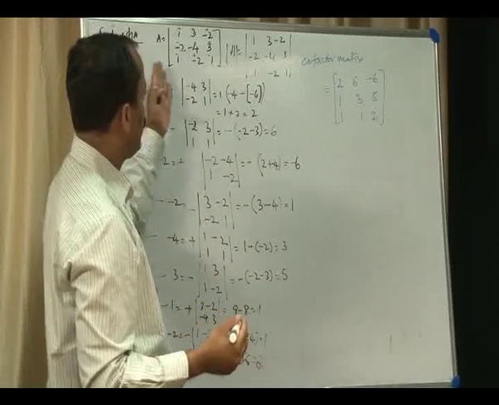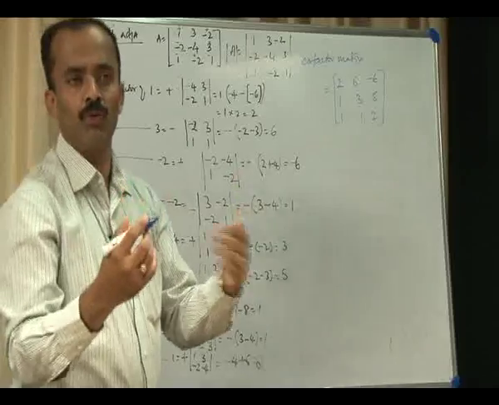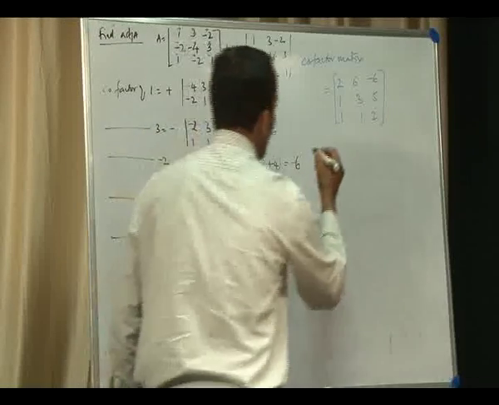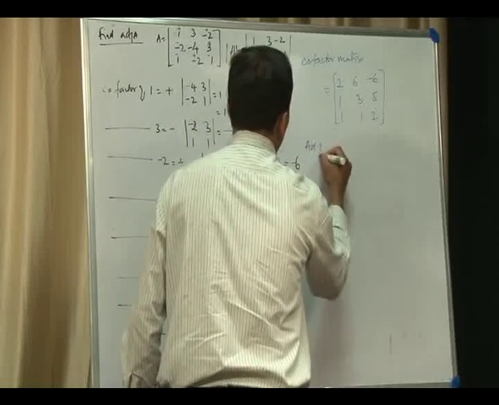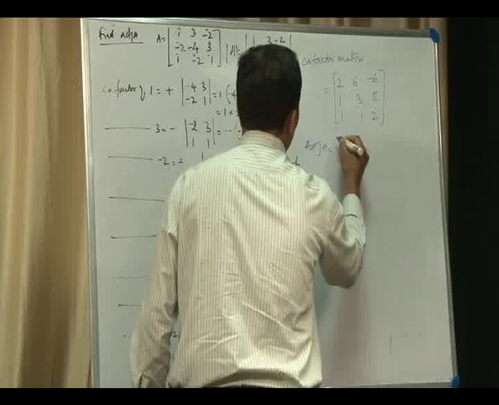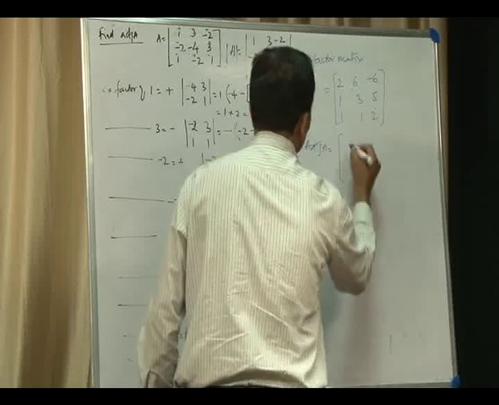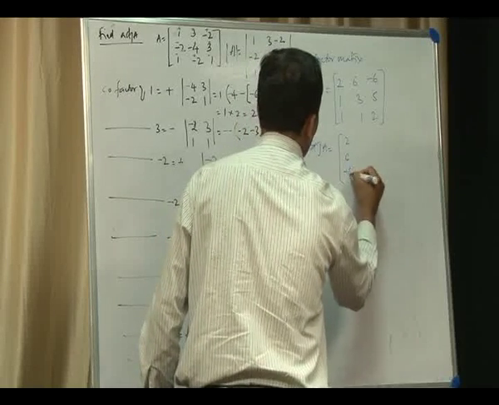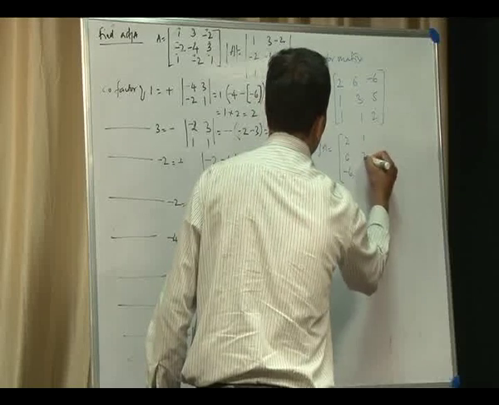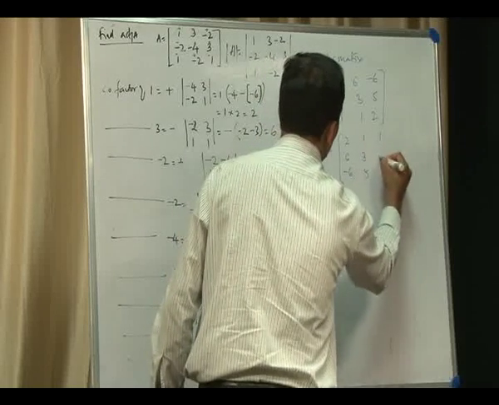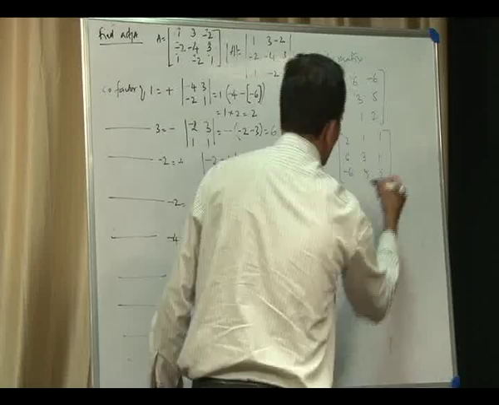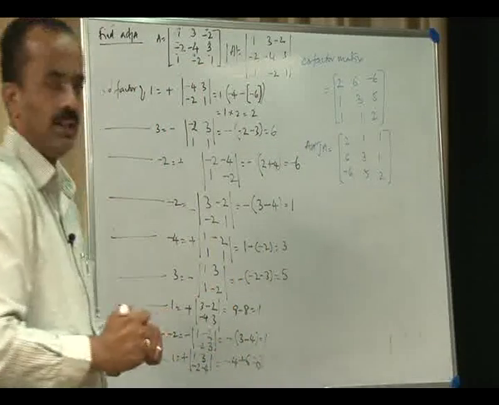Then what is adjoint of a matrix? Transpose of cofactor matrix. Therefore, adjoint A is equal to transpose of 2 6 minus 6, 1 3 5, 1 1 2. This is adjoint of a matrix.